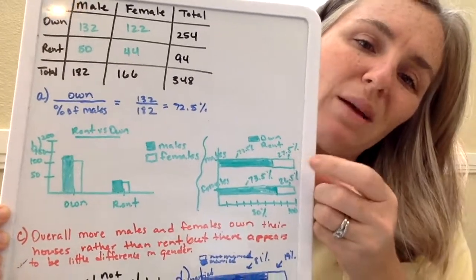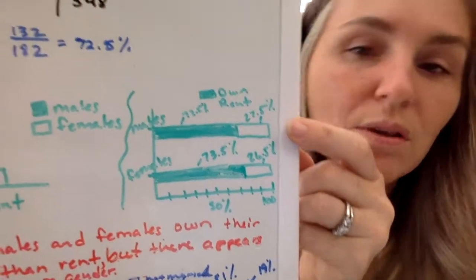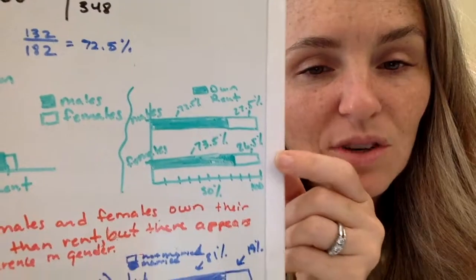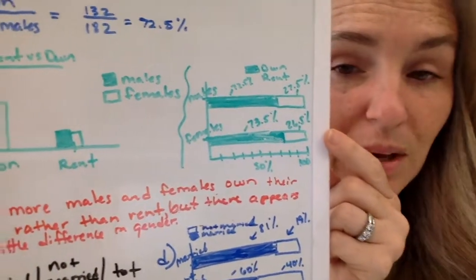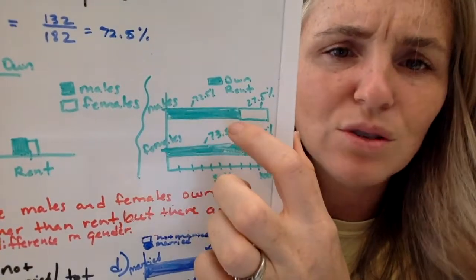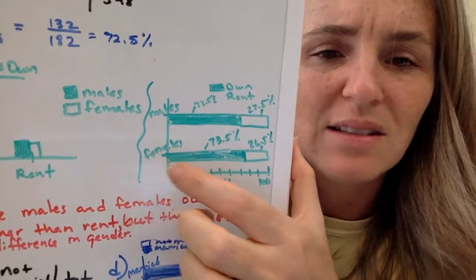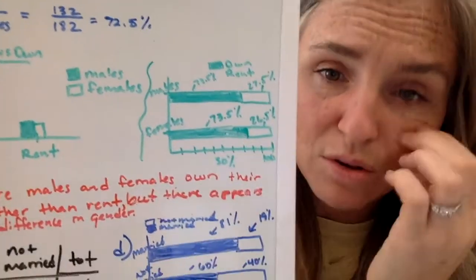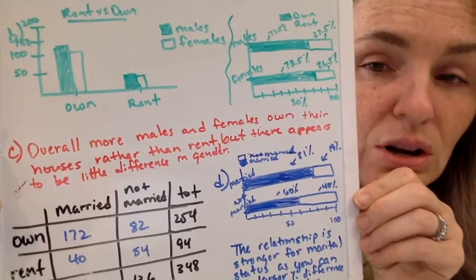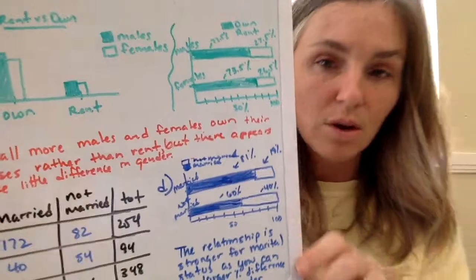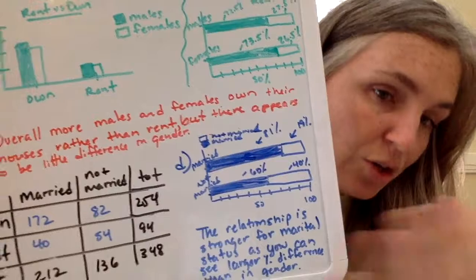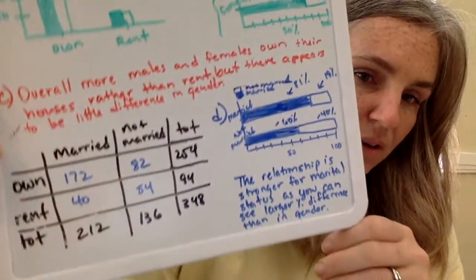But actually, what you want to make is something like this, where you can actually compare the percentages. Because when you start looking at percentages of males versus females, where you can actually compare gender, you can see it's 72.5% of males own versus rent, and 73.5% of females own versus rent. And so it turns out that there appears to be little difference in gender about whether or not you are renting or owning.